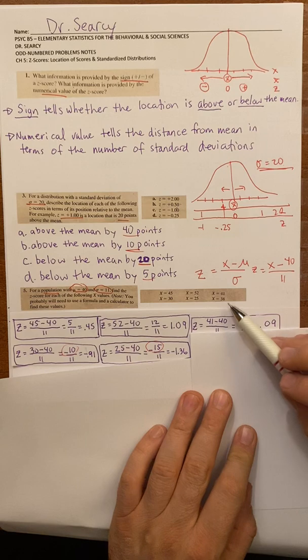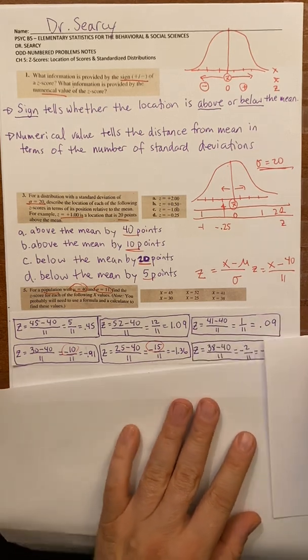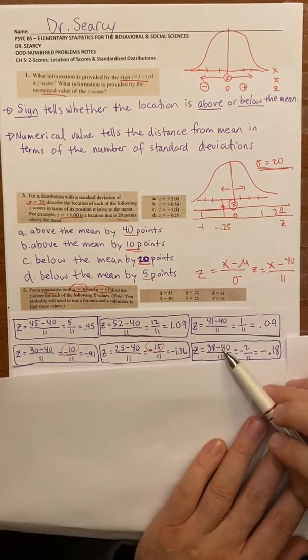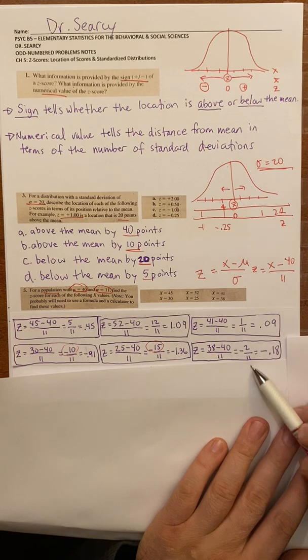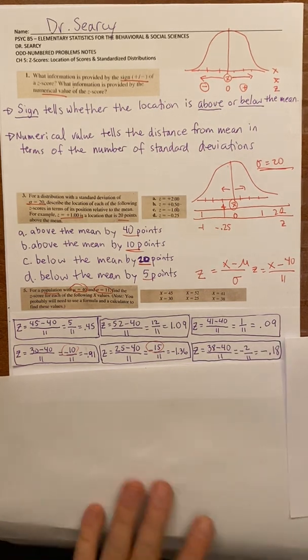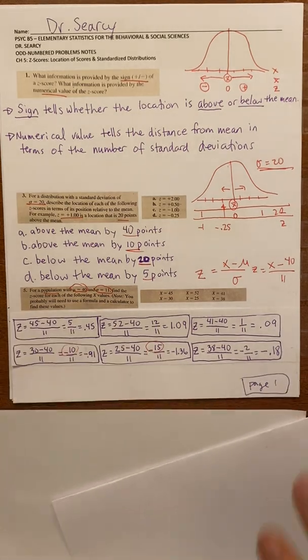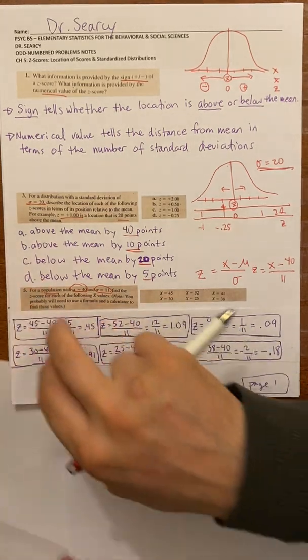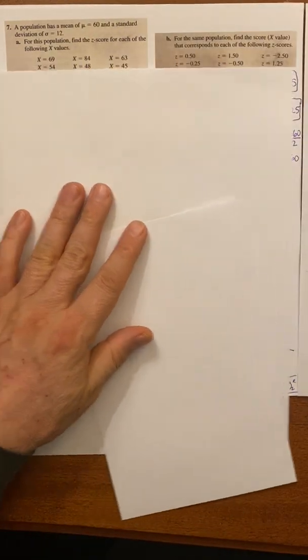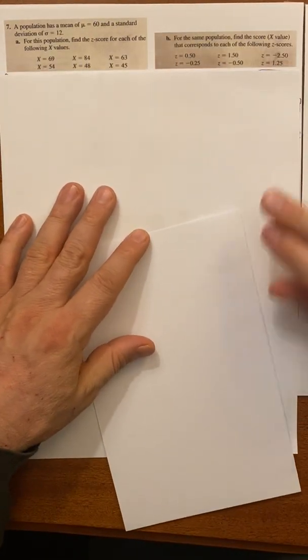So then we have an x value of 38. That's going to be 38 minus 40 gives you a negative 2 over 11, which then gives you negative 0.18. Okay, so that's it for problem number 5. Let's go ahead and move on to problem number 7.